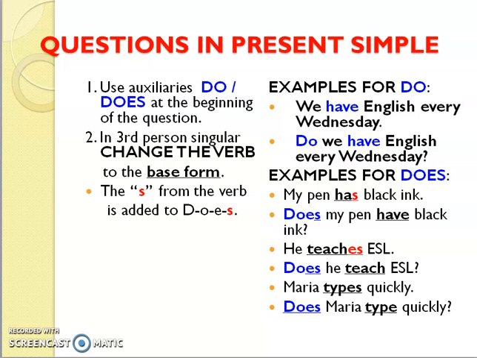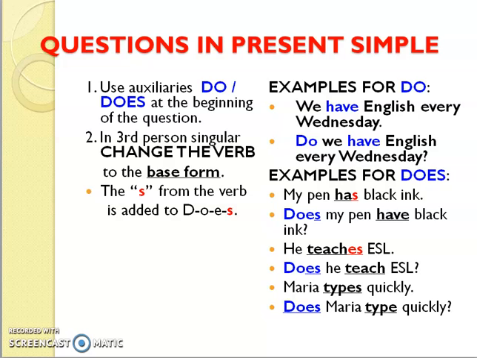Questions in present simple. Use the auxiliaries do, does at the beginning of the question. In the present simple tense, there is no auxiliary in a declarative sentence. For example, I speak English. I go to school in the morning. Or I can speak English. Here, in some of them, there is a modal verb. For example, in the last one, I can speak Spanish. Or I study at school.